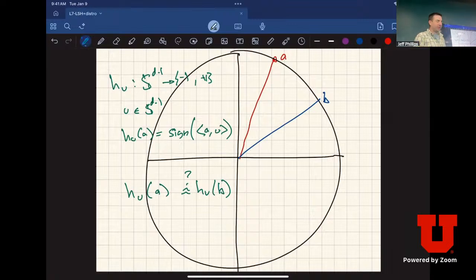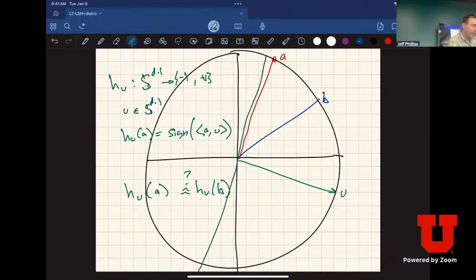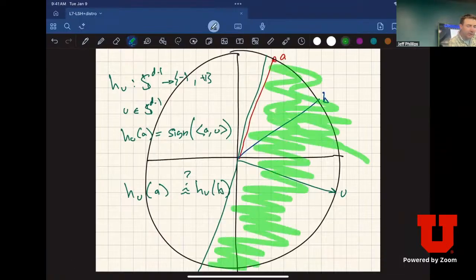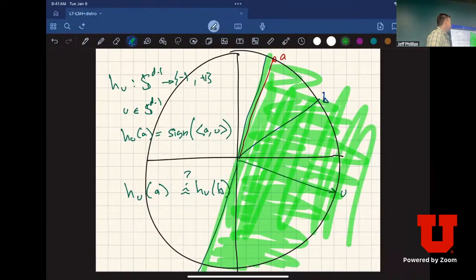Okay, why does this make sense? If I pick a vector u, well, the sign is the same, right? Everything on this side of this normal direction to u, I define this kind of half space, and everything on this side of the half space has a positive sign. Everything on the other side has a negative sign. So I've divided it equally and randomly by picking a random direction. Okay, so these A and B now have the same sign.